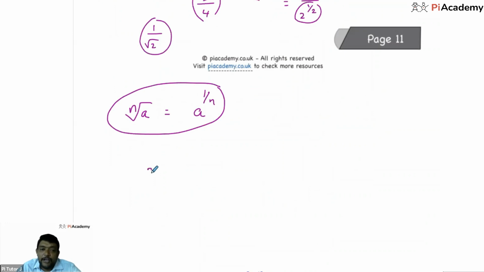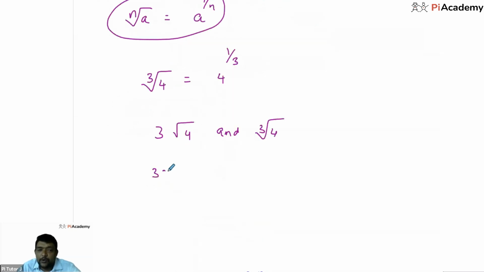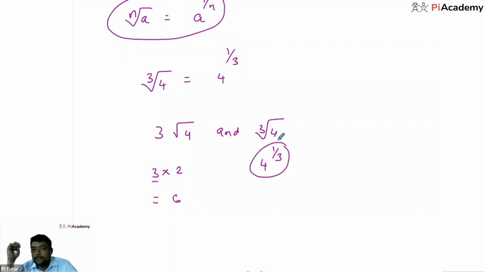Basically, if you have cube root of 4, you can write this as 4 to the power of 1/3. And vice versa, 4 to the power of 1/3 can be written as cube root of 4. I hope you know the difference between 3 root 4 and cube root of 4, right? 3 root 4 is 3 times the square root of 4, that is 2, which is 6. But cube root of 4 is 4 to the power of 1/3. Understand the difference? Okay.